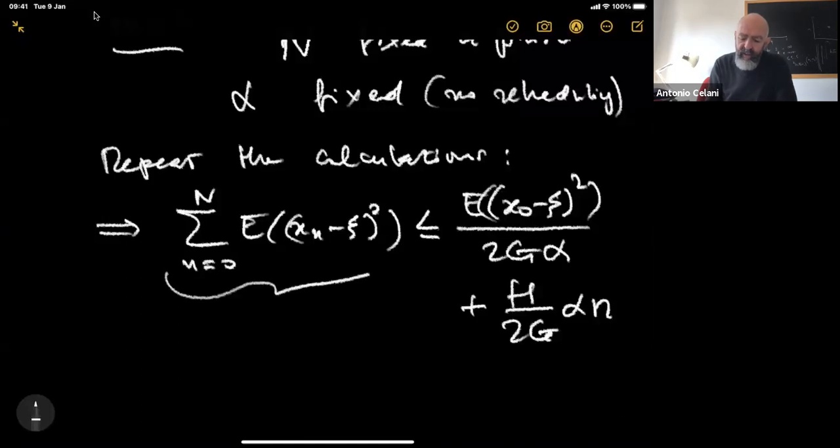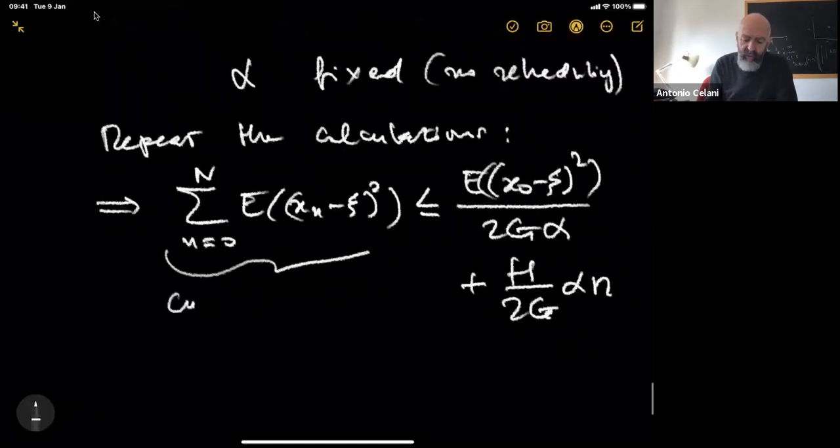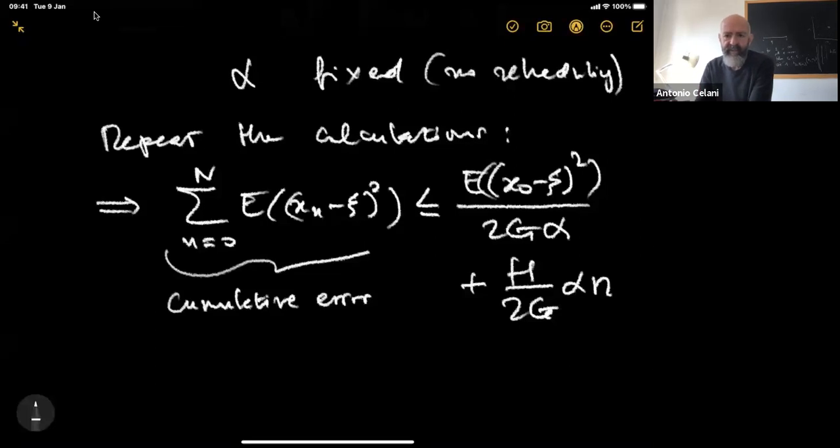So this object here, what is it? This is the cumulative error, squared error. So at every step, if you are away from your zero by x_n minus x_i, then you square it and you average it and you sum. It's a measure of the regret of your algorithm. So how many errors you have accumulated over time. And what this calculation is telling you is that this object is bounded by two other objects.